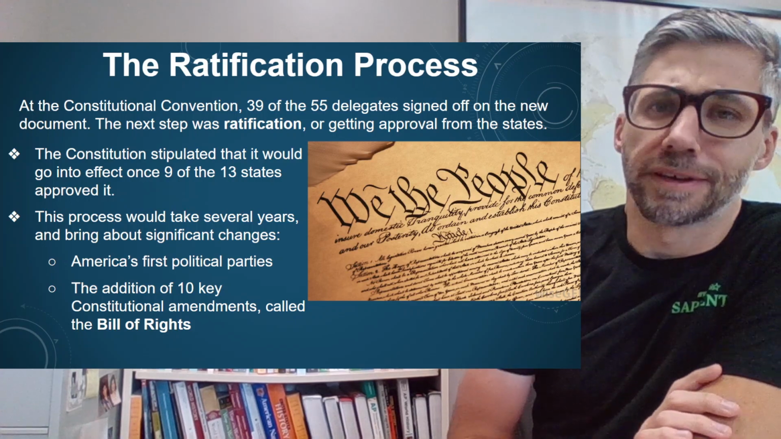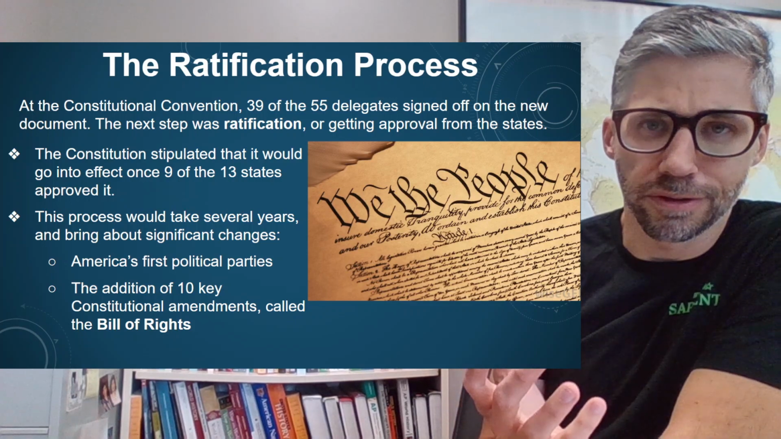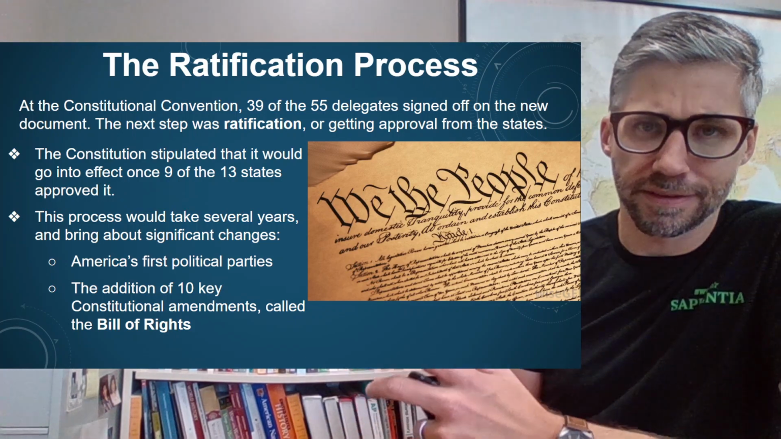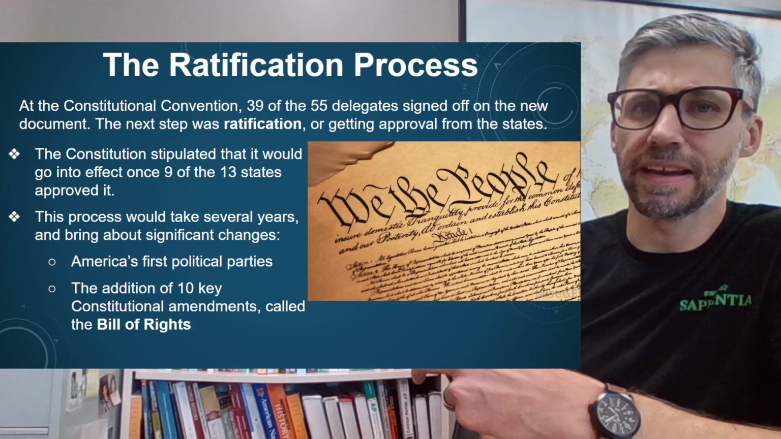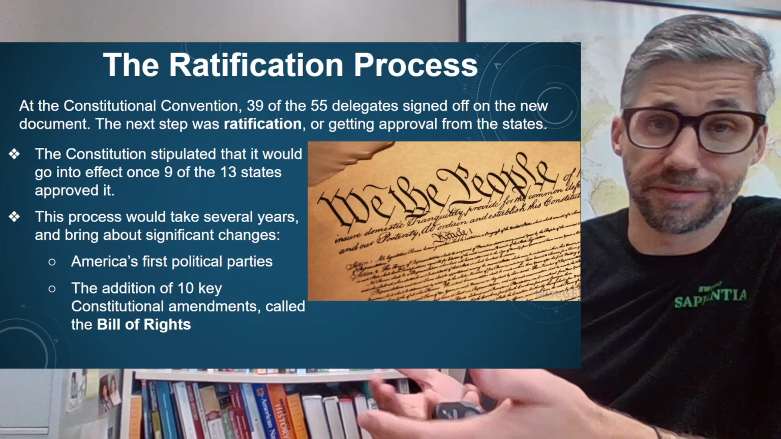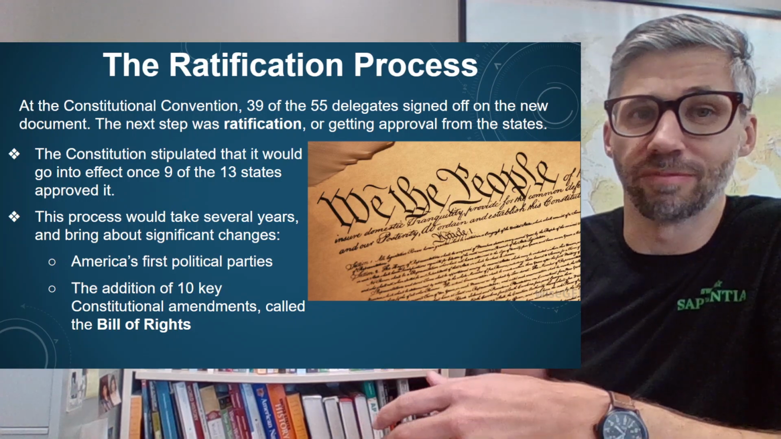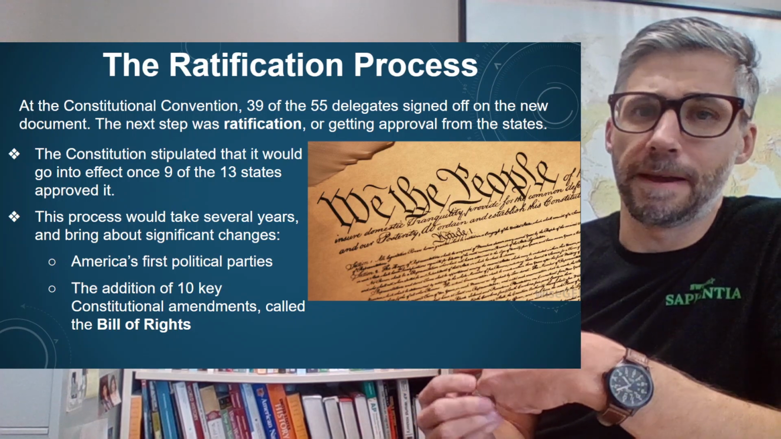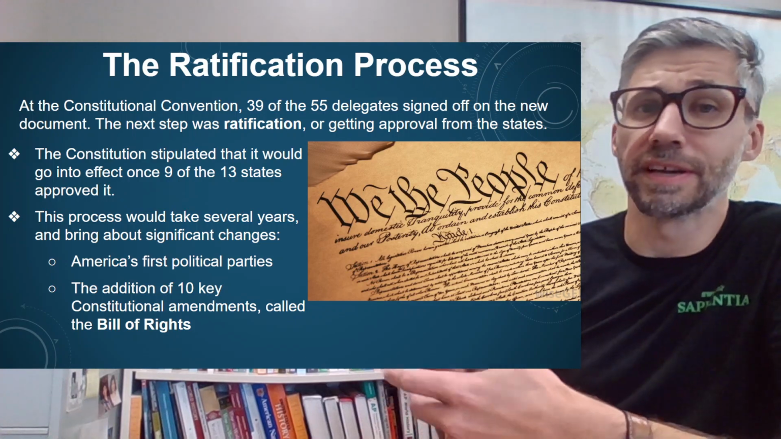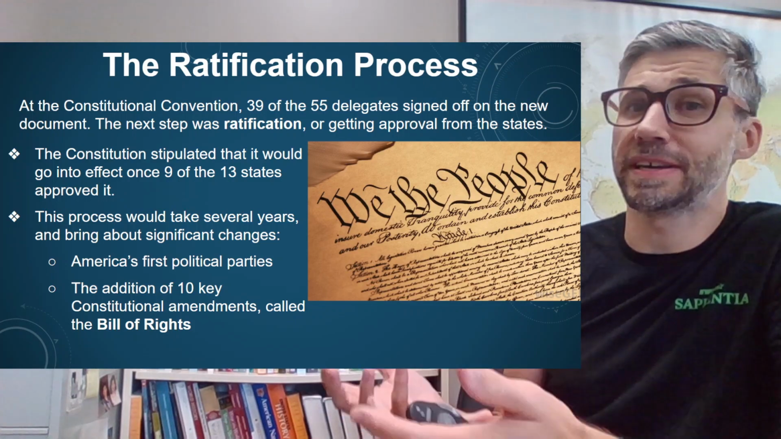So look, the Constitutional Convention designs this Constitution, and at the end of it, it stipulates: this is a draft. This is a proposal for a new type of government. And once 9 of the 13 states have ratified it, or formally approved it, then it will become law.